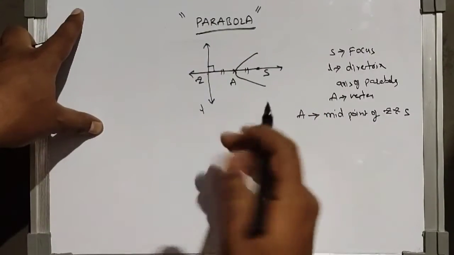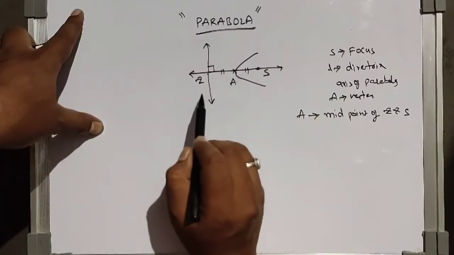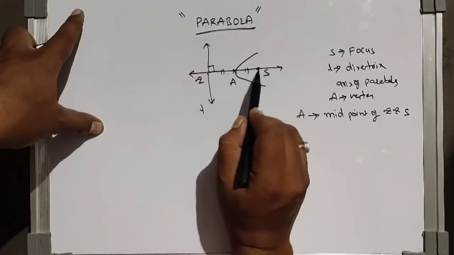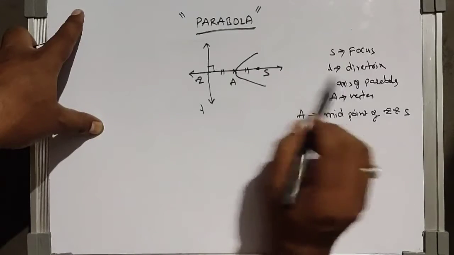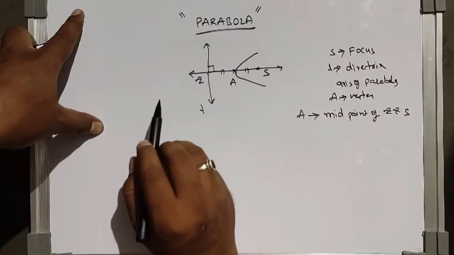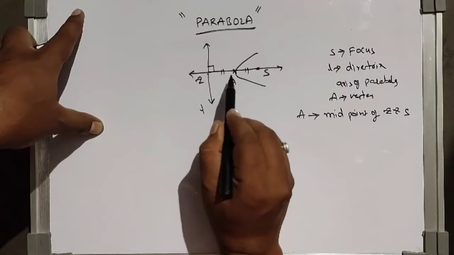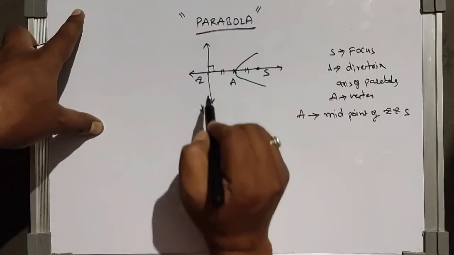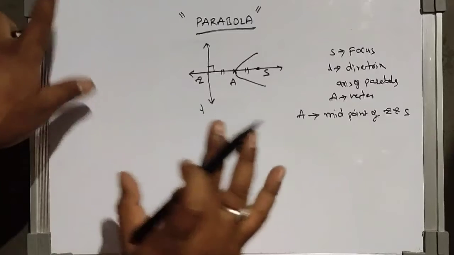We have to see once again, in the parabola the fixed point is called the focus and the fixed line is called the directrix, and the line passing through the focus perpendicular to the directrix is called the axis of parabola. And here A is called the vertex of the parabola and Z is called the projection of S on the directrix. So these are the main points on the parabola.